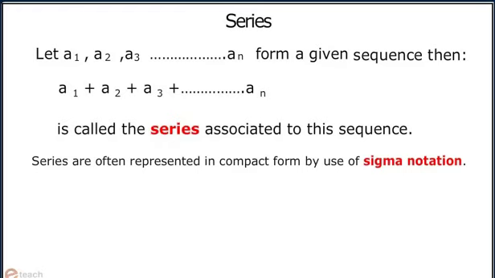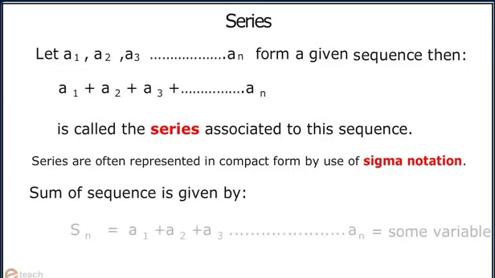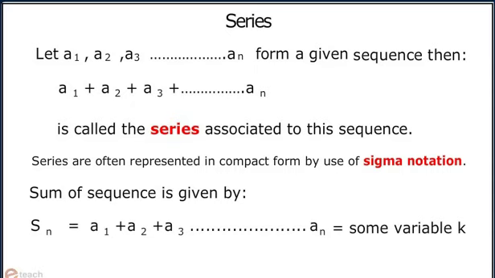Sum of series. The sum of all the terms of a series is called the sum of series. It is represented by SN equals A1 plus A2 plus A3 and so on till AN.